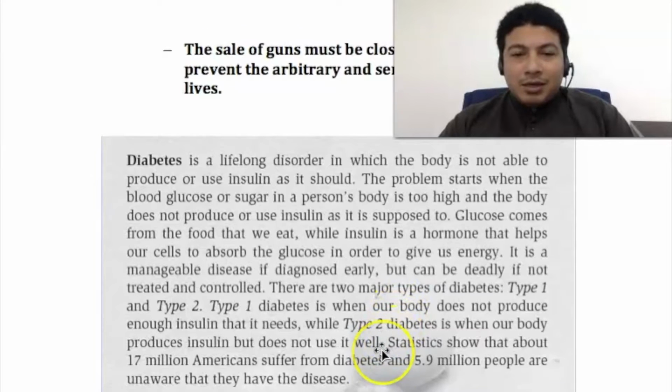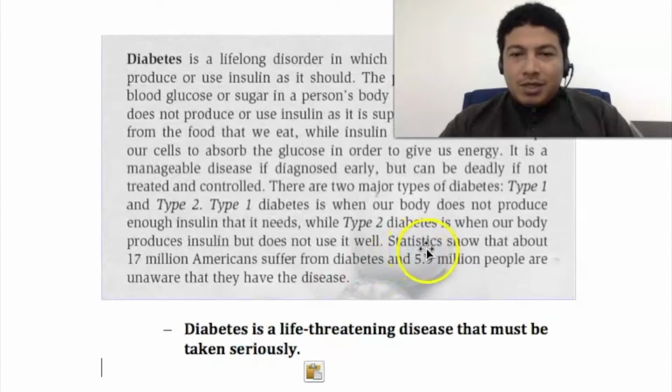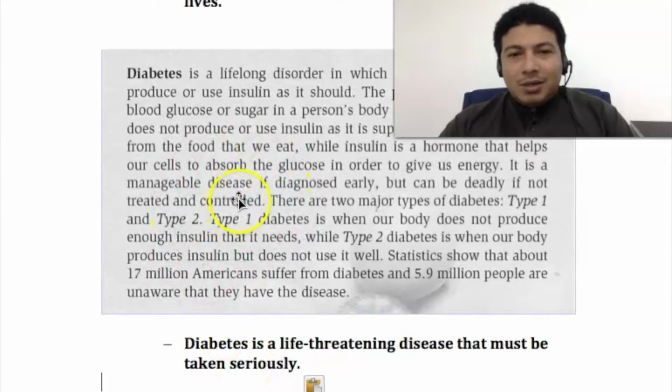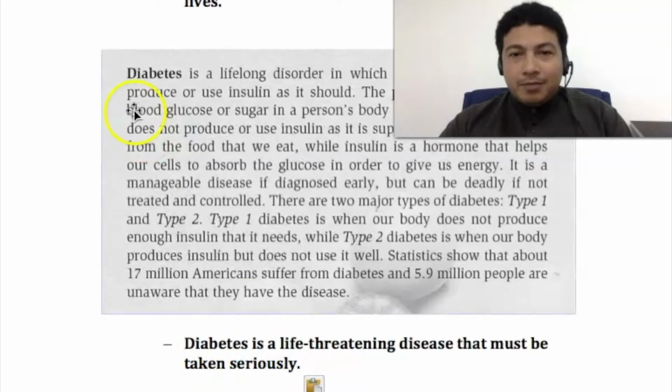But the implied main idea is what the author is trying to tell us, we can guess, that diabetes is a life-threatening disease that must be taken seriously, because statistics show that 17 million people suffer from diabetes and 5.9 million people are unaware. They do not know that they have diabetes. So this is what we can imply. The reason why this paragraph or article is written by the author is that he or she is trying to tell us that diabetes is a life-threatening disease that must be taken seriously.